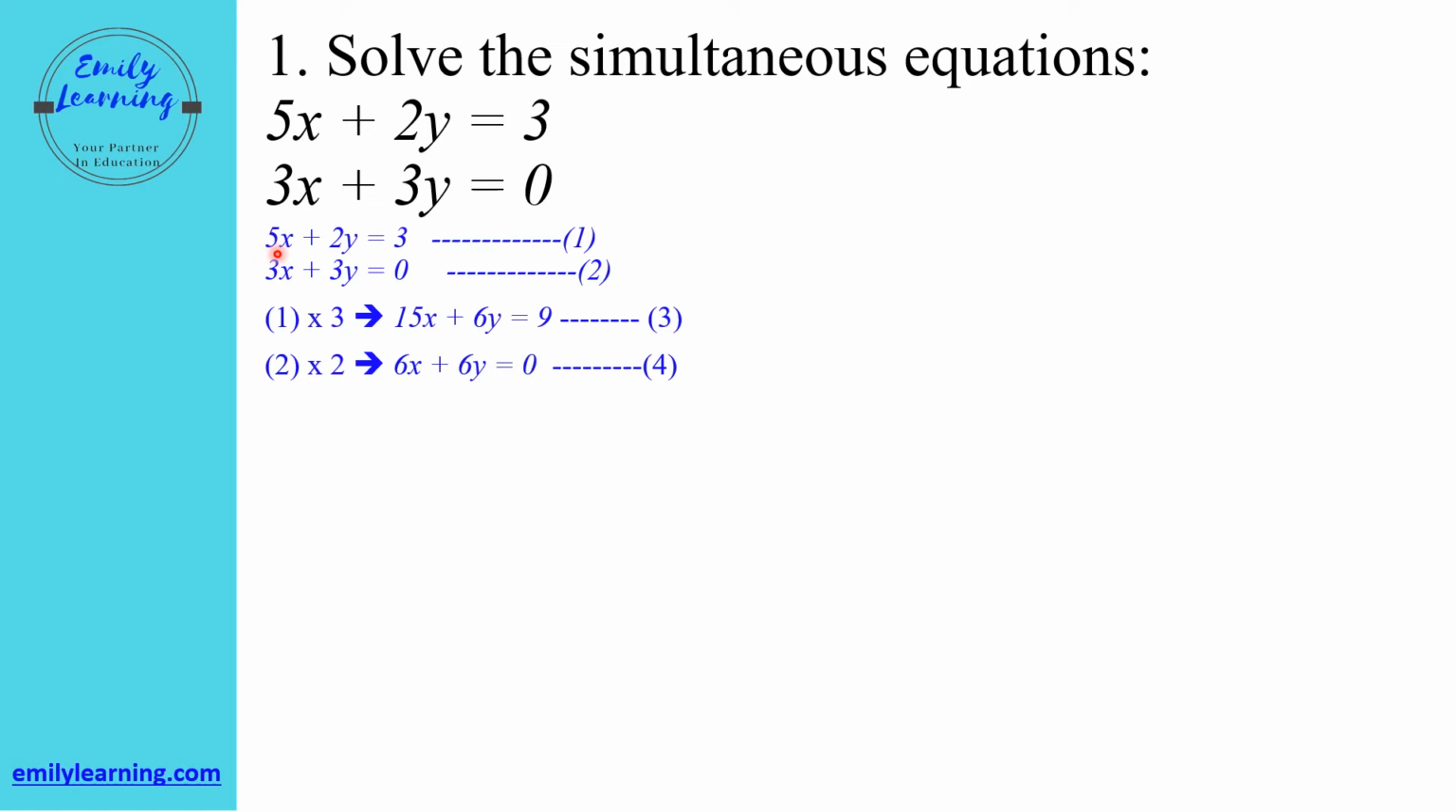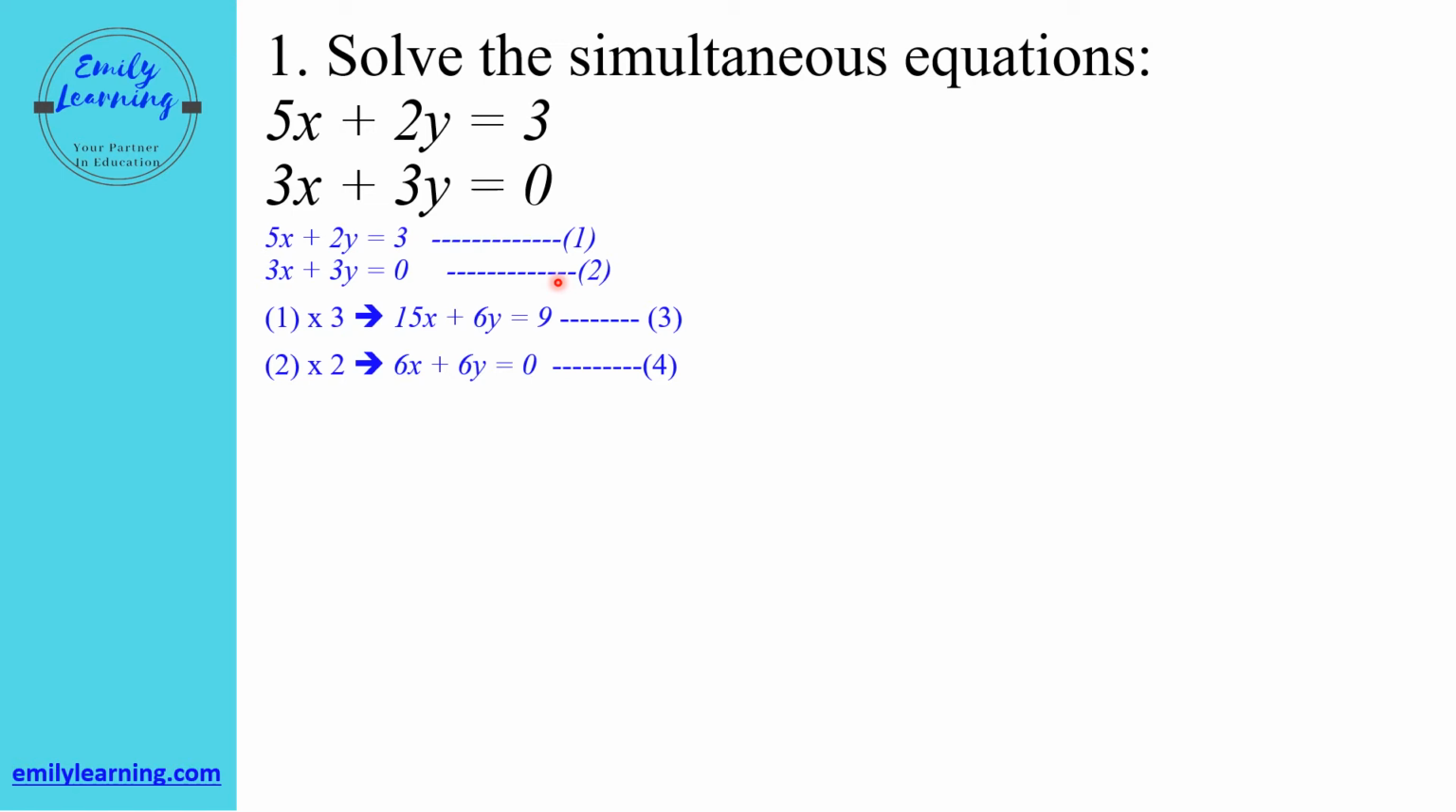So 5 times 3 gives 15. So I have 15x here. 2y times 3 is 6y. 3 times 3 equals 9. So when I multiply everything in the first statement by 3, I'll get 15x plus 6y equals 9.